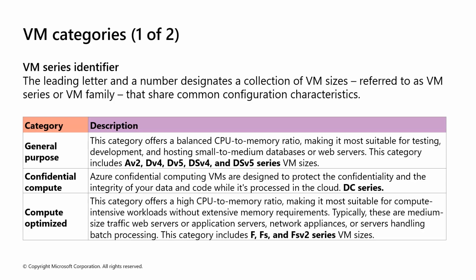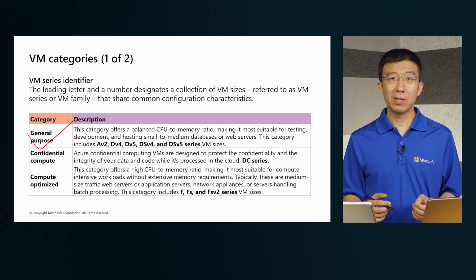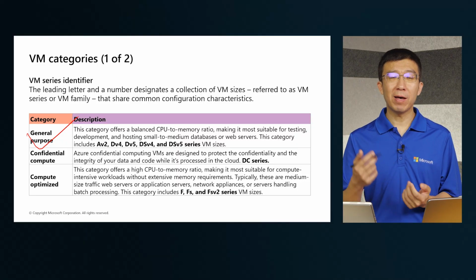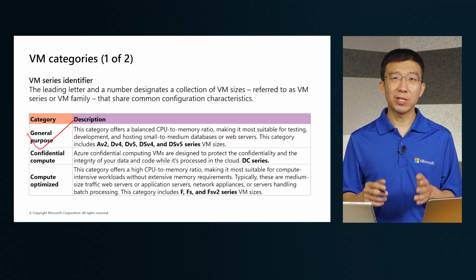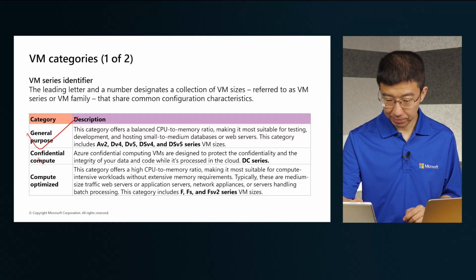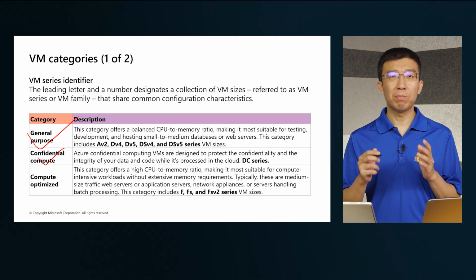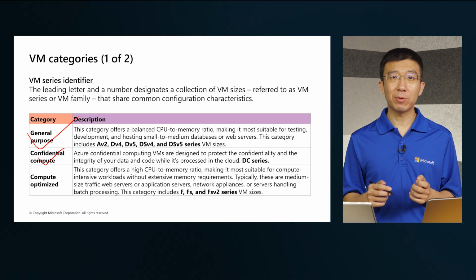Azure virtual machines are grouped into categories based on their intended use. Each VM series is identified by a letter and number, indicating its configuration family. General purpose: balanced CPU to memory ratio, great for testing, development, and small database or web servers. Confidential compute is designed to protect data and code integrity in the cloud.